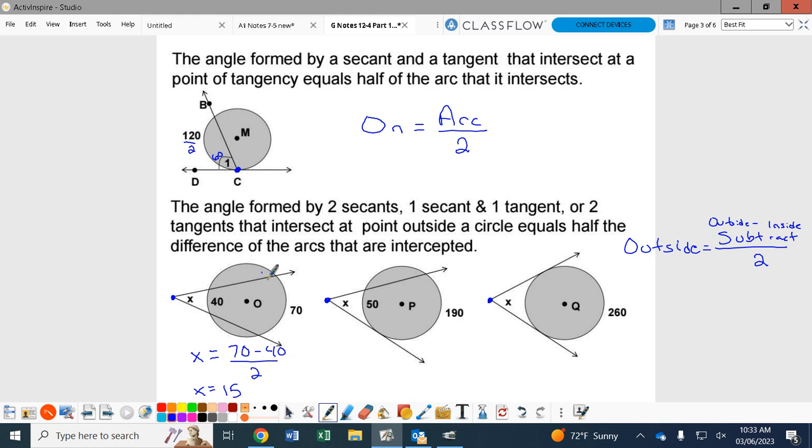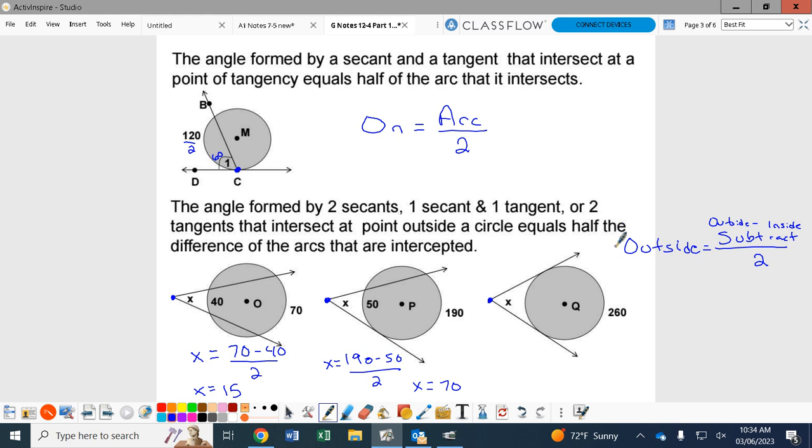Here we go. Let's do it again. X equals, what number do you put first? The 190 minus the 50 divided by 2. Type it. See if you can get to the correct answer. Again, you got to hit equals. If you don't hit equals, it's going to give you the wrong thing. 70. There we go.